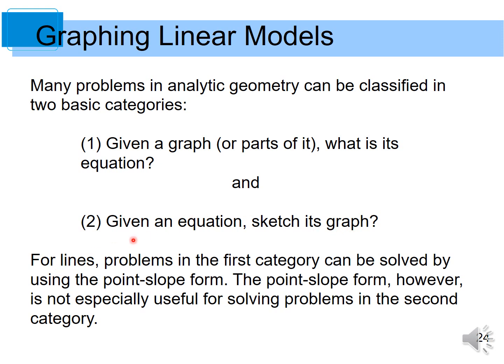For a line, problems in the first category can be solved by using the point-slope form. The point-slope form, however, is not especially useful for solving problems in the second category. So we cannot sketch the graph based on the point-slope form. But you can use the method that you learned in the first section, where you construct a table, then you sketch the graph. But we still have another way.